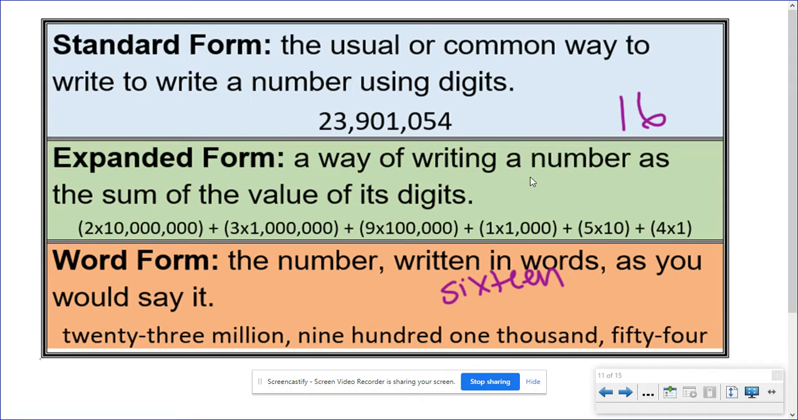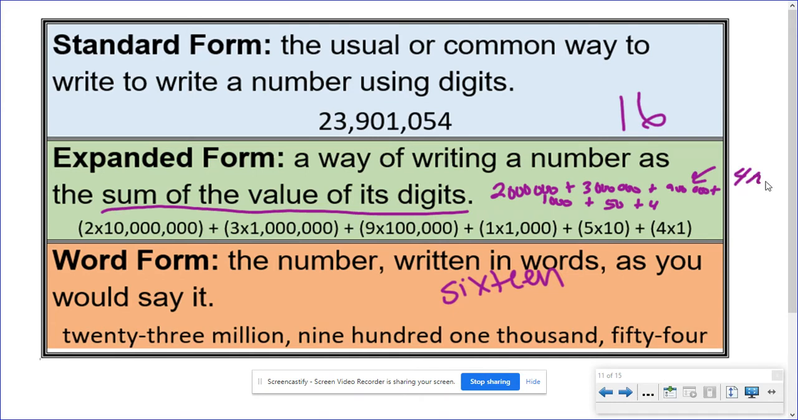Expanded form is a way of writing numbers as the sum of the value of its digits. You might know expanded form in fourth grade as looking something like this. So the sum of the value of its digits. So sum is an adding problem. So there I've added. And when you add all those digits together, you're going to end up back at your original number. This is what we call fourth grade expanded form.